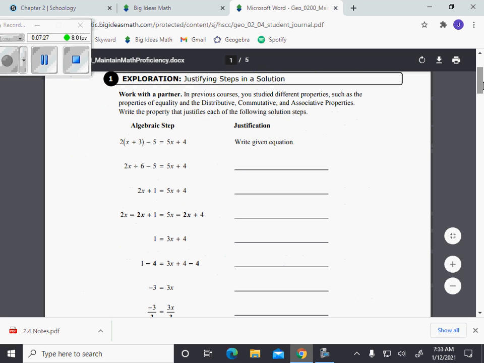Okay, so we're just writing the justifications. So we wrote the given equation, that's good. What happened from this step to this step? It looks like all they did was distribute this 2x, or this 2 to both sides. So what are we going to write? We're going to write distributive property.